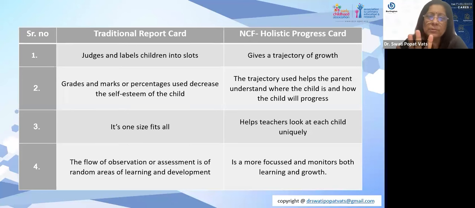Holistic means all around. And the last and the most important is the flow of observation or assessment, which is of random areas. You pick up any report card of any two schools, and you will notice this school focuses on letters, numbers, shapes, colors, and balancing and eating on their own, does not cry, listens to teacher. Random. There's absolutely no link, like let us cover all the physical development areas or all the emotional development areas. Everything is very random. Whatever they liked, they put in the report card. No connection. Whereas the holistic progress card is focused and monitors both learning and growth. Let's see the next slide.